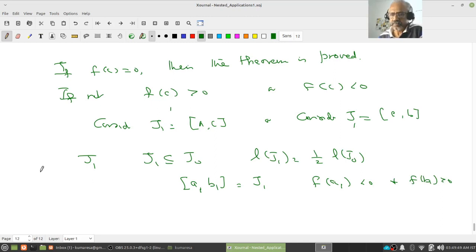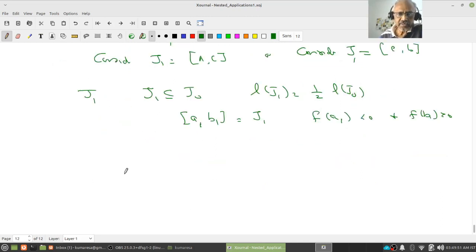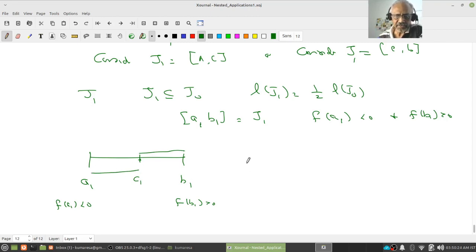So what do you think I will do? Now I think all of you know. This is my J1, [a1, b1], f(a1) is negative, f(b1) is positive. I will start with c1, which is the midpoint of these two. Now if f(c1) is 0, then again stop. Otherwise, if f(c1) is negative, then consider this interval. If f(c1) is positive, then consider this interval. Therefore, I found a J2. Do you understand this?